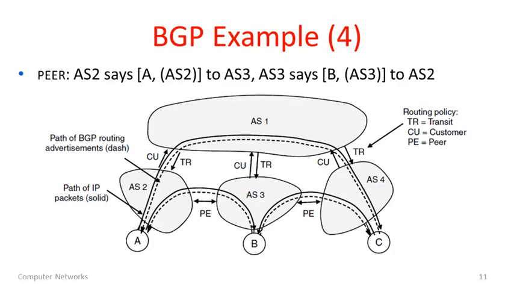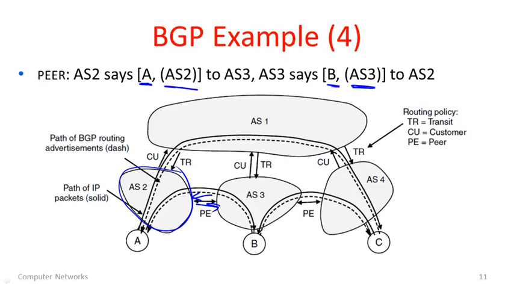But wait, there's more. AS2 here is also going to receive a peer routing announcement across here, and it's also going to send a peer routing announcement. So what are they for? Well, AS2 wants to tell AS3 that it is allowed to send to A over this link, and AS3 is also going to tell AS2 that it can send to B over the same link. So AS2 is going to say, well, AS3, you can send to A via the path AS2 over this link, and AS3 will say, hey, AS2, you can send to B, and the path is AS3 over this link.